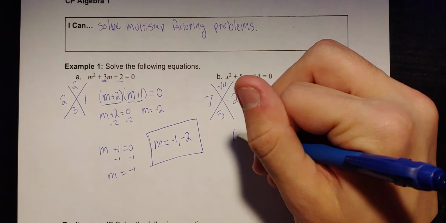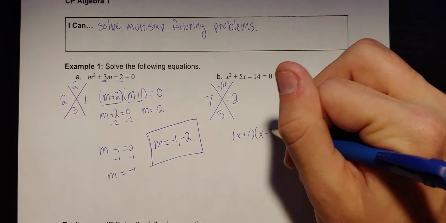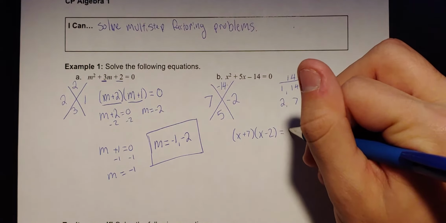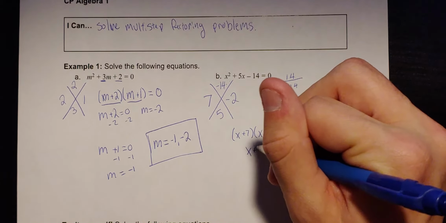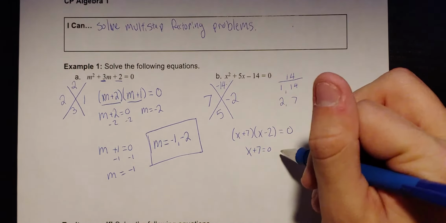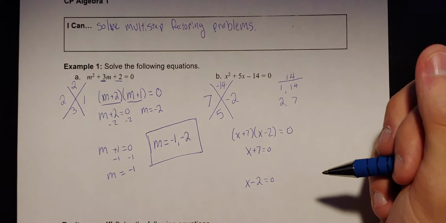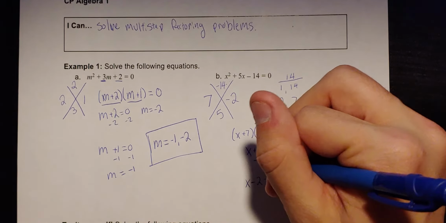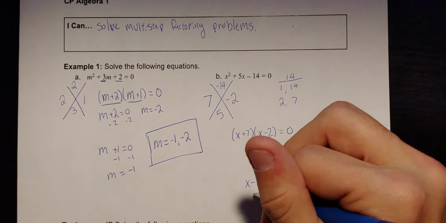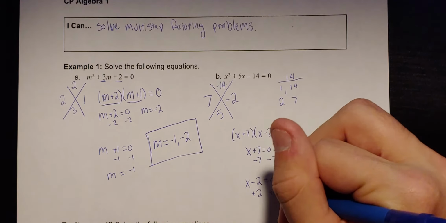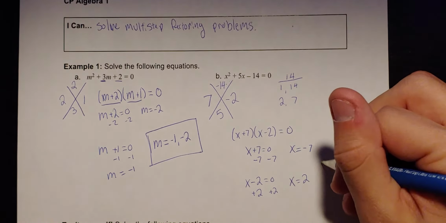So with that in mind, I can turn that into x plus 7 and x minus 2, all equal to 0. So I can do the same thing as before. X plus 7 equals 0, and x minus 2 equals 0. And then I'm going to solve for x in both equations. The first one, just subtract 7 from both sides to get x equals negative 7. And the second equation, I'm going to add 2 to both sides to get x equals positive 2.